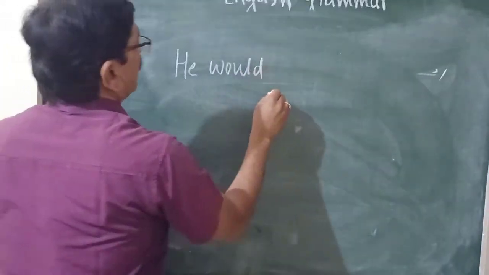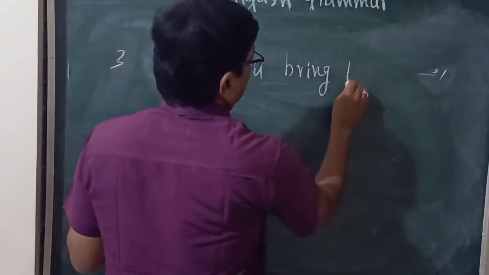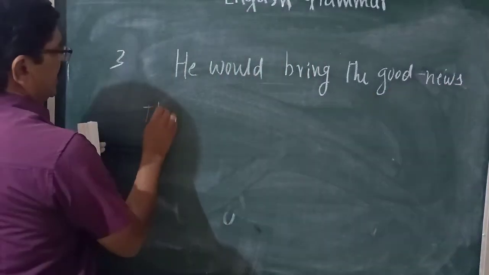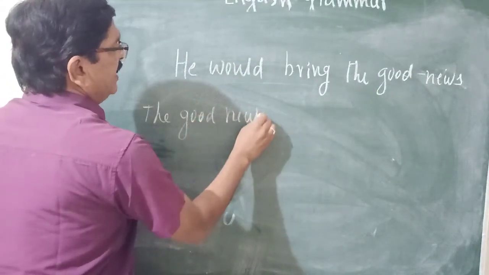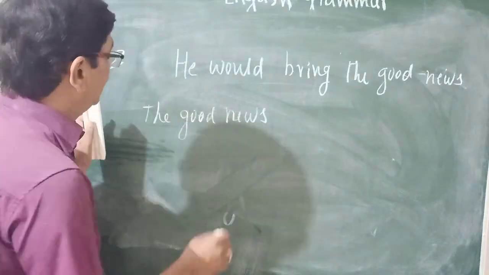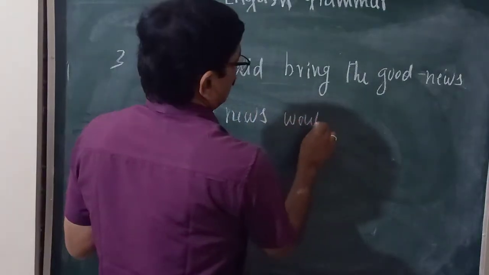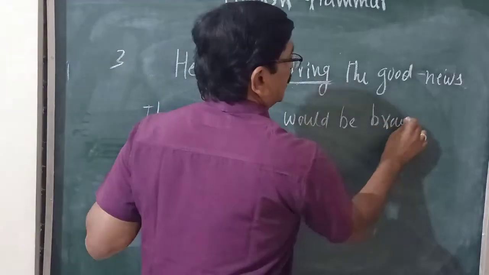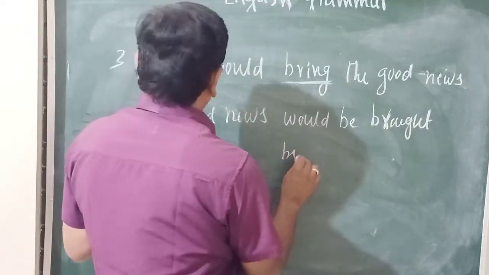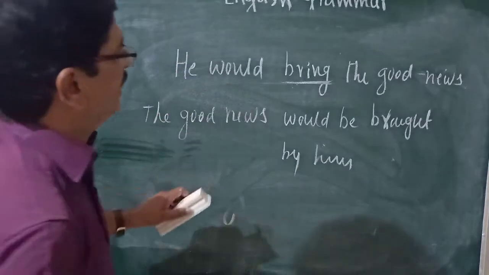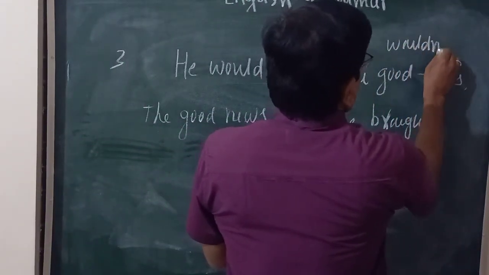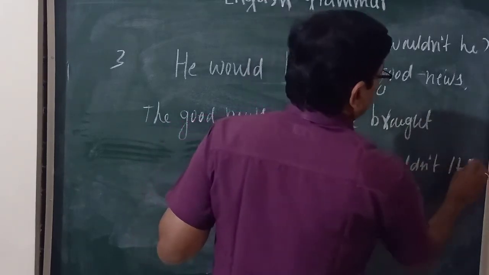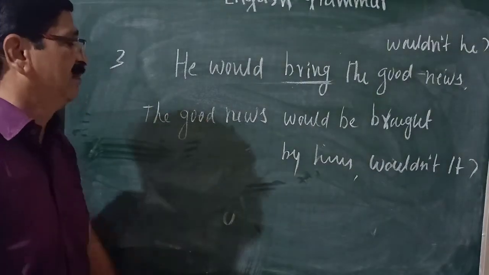He would bring the good news. Here, the good news, news is always singular, don't think it is plural. Same, would be brought, this is the past participle of bring. Brought by him. Question tag here: wouldn't he. And here: wouldn't it. Here news is singular, don't think it is plural, right?